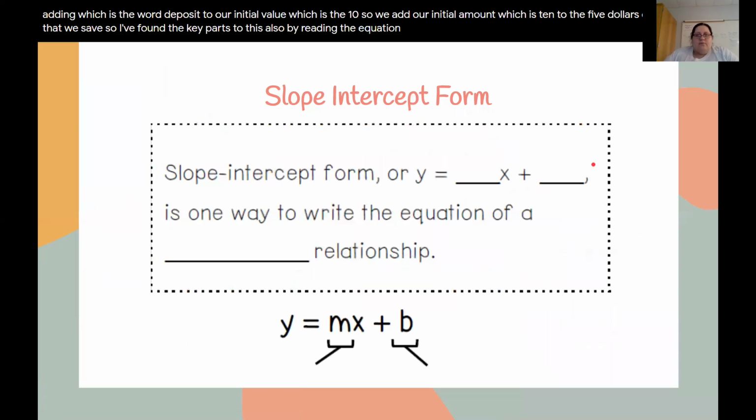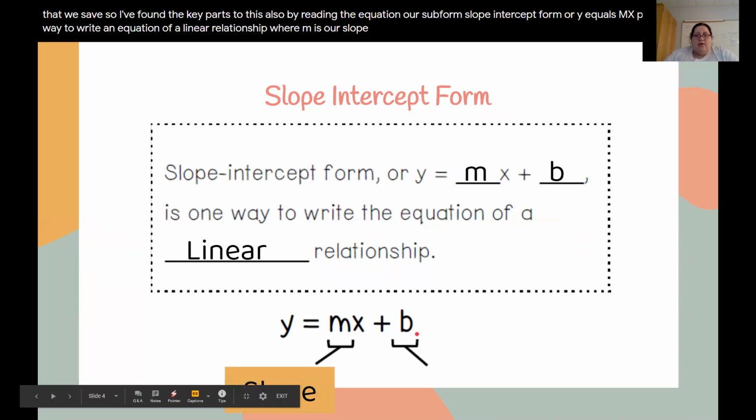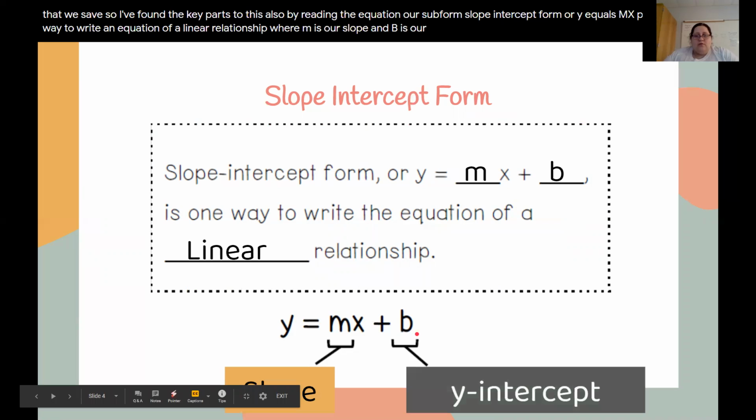So, slope-intercept form, or y equals mx plus b, is one way to write an equation of a linear relationship, where m is our slope and b is our y-intercept.